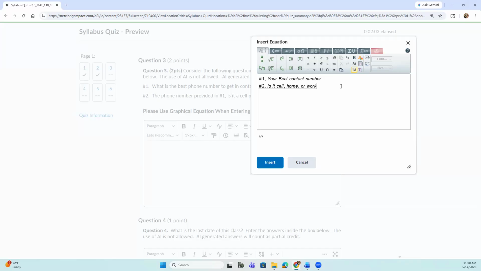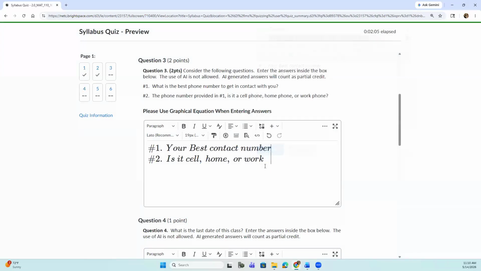All right. So number two, please tell me, is the number you provided a cell number, home number, or a work number? Tell me which one is which and click on insert. There you go, using graphical equation.